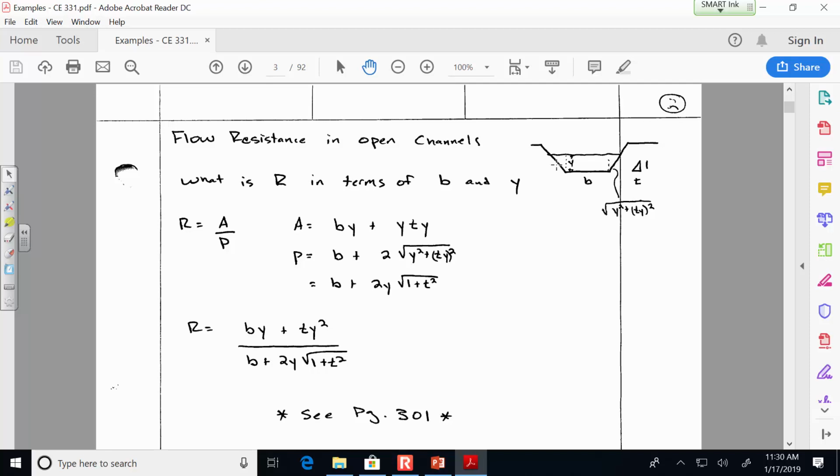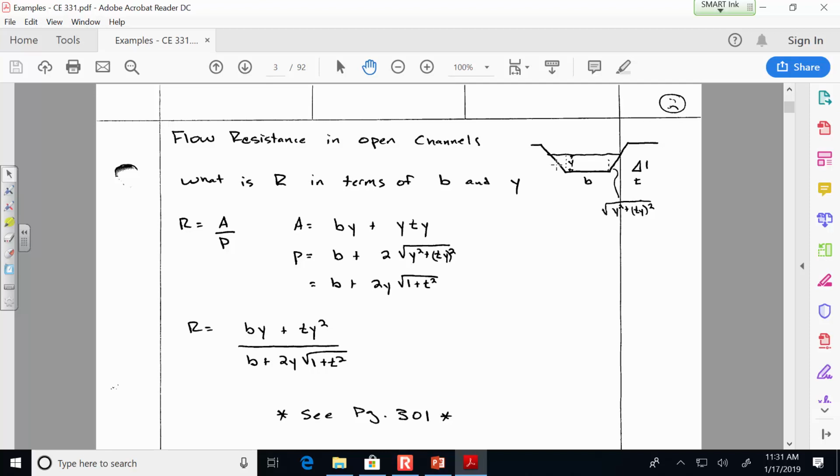I don't know if you already went over this. I'm having a hard time seeing where you got the ty to be the length on the top. Yeah, it's because by definition, t is however much width there is in this side slope angle for each unit of height.